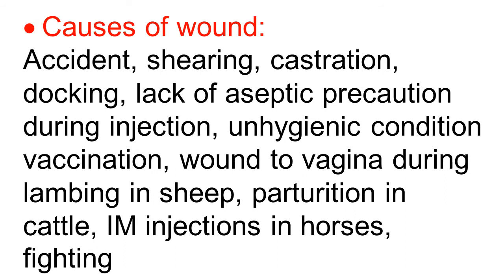Wounds are caused on animals in a number of ways: wounds due to accidents, wounds during shearing, during castration, docking, lack of aseptic precautions during injection, unhygienic conditions during vaccination, wounds to the vagina and vulva during lambing in sheep, wounds to the vagina and vulva during parturition in cattle, intramuscular injections in horses, perivascular leakage of drugs, fightings, and there are many other ways that cause wounds on animals.